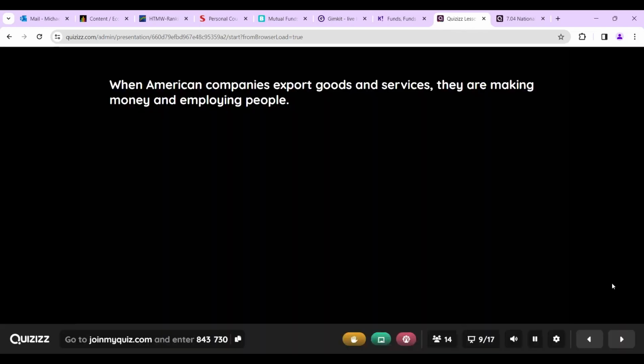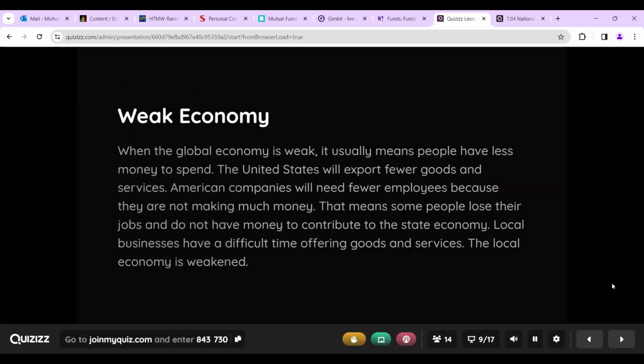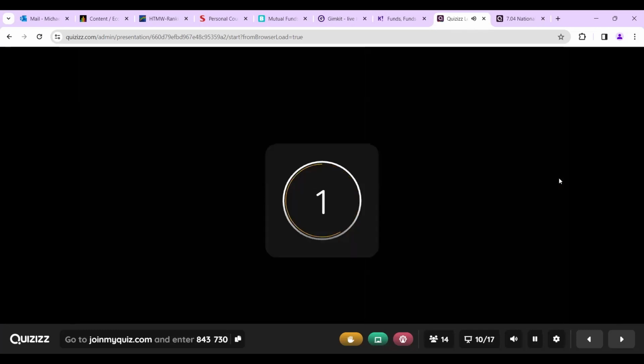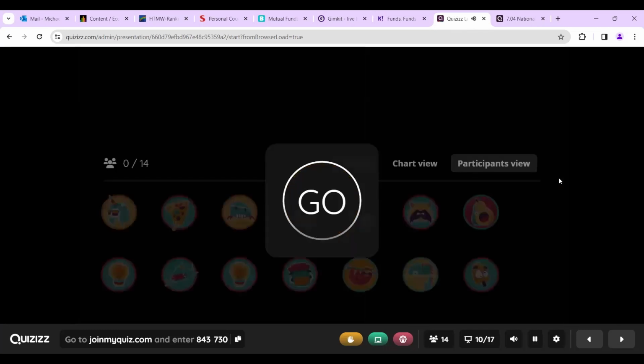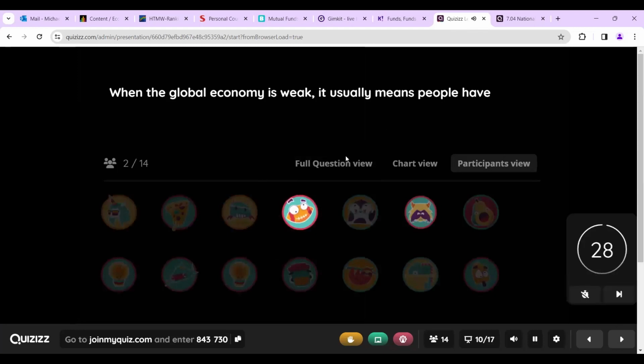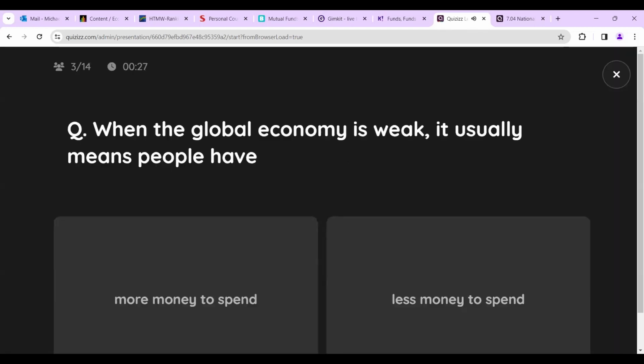So true. Yes. When the global economy is weak, it usually means people have less money to spend. The United States will export fewer goods and services. American companies will need fewer employees because they are not making much money. That means some people lose their jobs and do not have money to contribute to the state economy. Local businesses have a difficult time offering goods and services. The local economy is weakened. So when the global economy is weak, it means people have what?